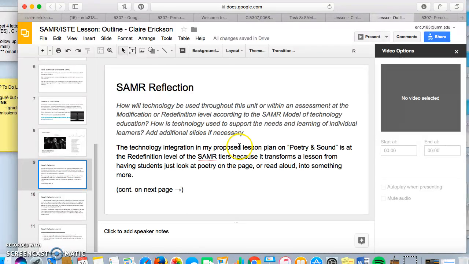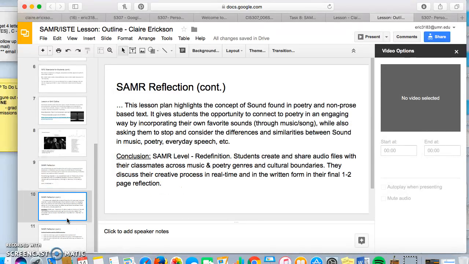So, moving on to the SAMR reflection here. I basically said that the technology integration in my proposed lesson plan on poetry and sound is at the redefinition level of the SAMR tier because it transforms a lesson from having students just look at poetry on the page or read aloud into something more. This lesson plan highlights the concept of sound found in poetry and non-prose based text.